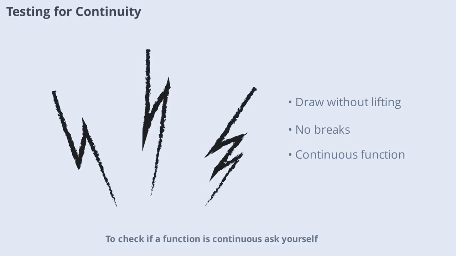To check if a function is continuous, ask yourself, can I draw its graph without lifting my pencil? If yes, it's continuous. If not, there's a break or jump somewhere. This simple test works for all kinds of graphs.